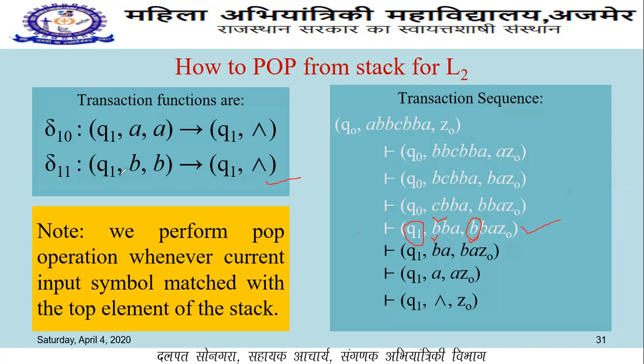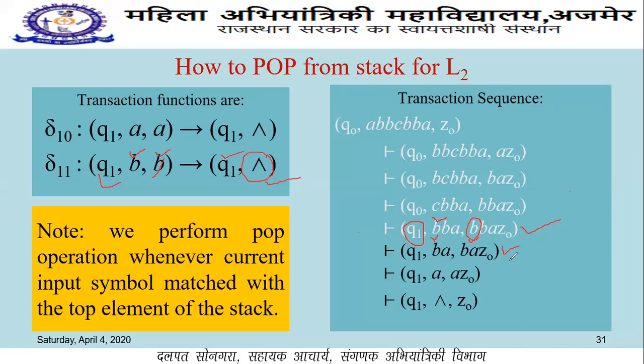That is, whenever the machine is in state Q1 and the reading element is B over the input tape and the top element of the stack is B, then we remain in the same state Q1 and pop the top element of the stack by overwriting it with null. So this B is popped out from the stack and we reach the next transition sequence, which is like this.